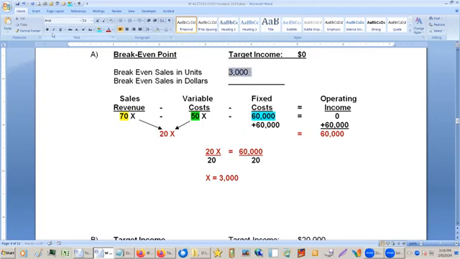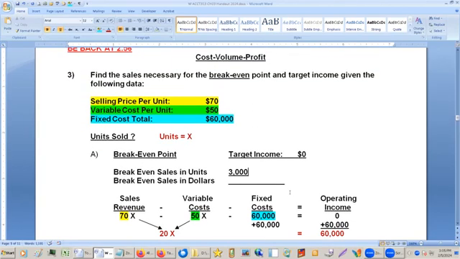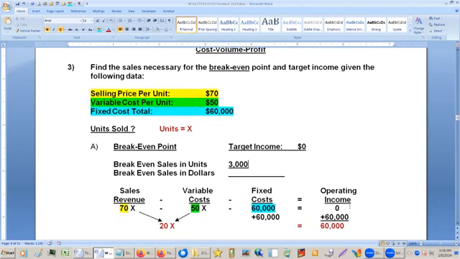So a break even in units will be 3,000. Now, sometimes when people ask for break even, they ask for it in dollars. Well, we know we're selling 3,000 units. Let's say we're in a meeting and somebody says we need to sell 3,000 units to break even. They'll say, well, what's that in sales dollars? How much are we selling each of these for? Would that be 70? Yep.